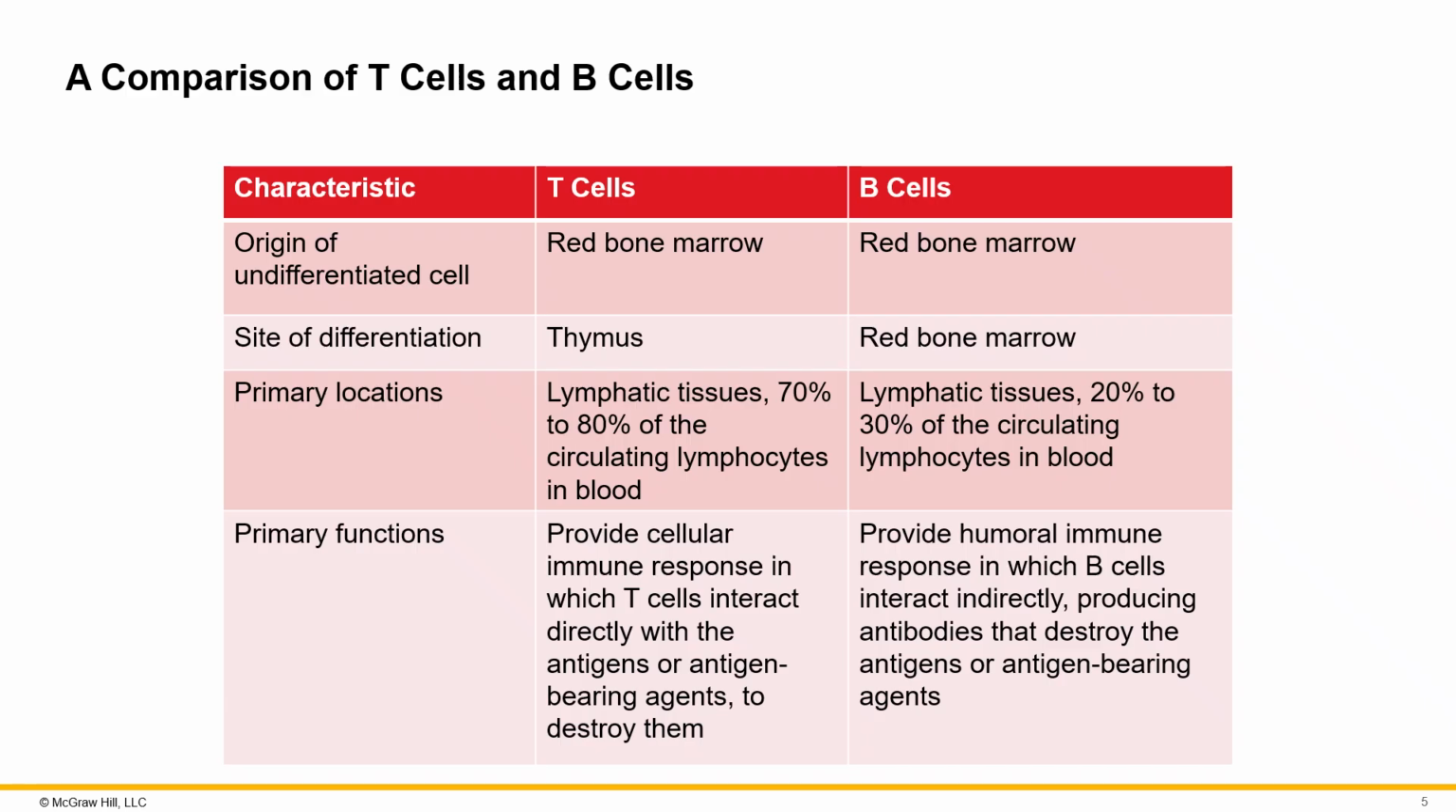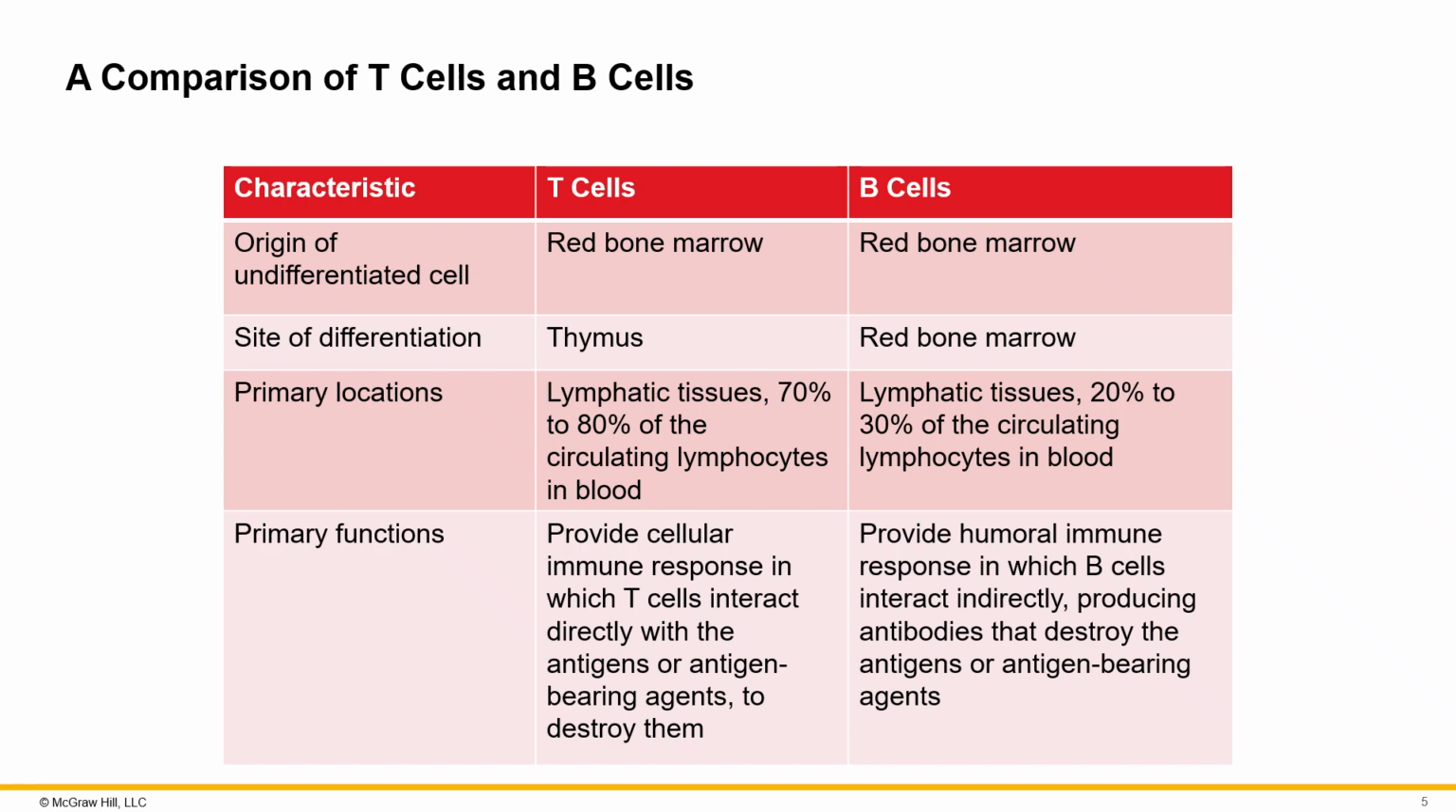All right, so let's talk about the cells that we find in adaptive immunity. We have both T cells and B cells. These are lymphocytes, and they, like all of our blood cells, whether it's red blood cells or white blood cells, originate in the red bone marrow. So T cells and B cells both originate in the red bone marrow.